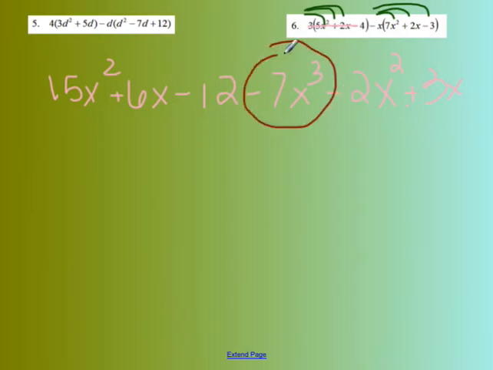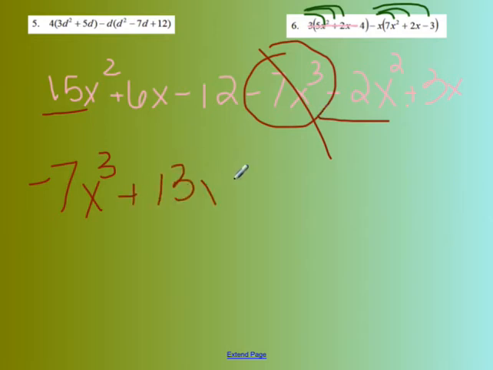My largest exponent is x to the third, so that negative 7x to the third is going to come first. Then, once I've canceled that out, I have 15x squared plus or minus 2x squared. Well, that's going to give me 13x squared. And then once I've gotten rid of my x squared, I have 6x plus 3x. That's going to give me 9x.